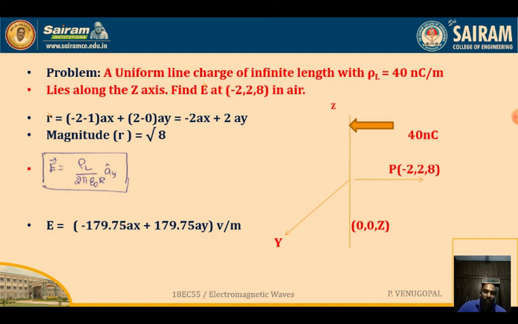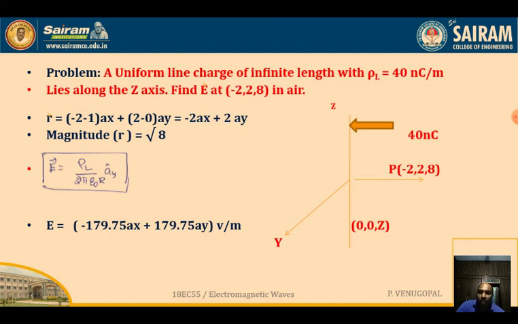We know that for a line charge distribution, the charge density is called the line charge density or linear charge density, measured in coulombs per meter. Here rho L is equal to 40 nanocoulombs per meter. You are required to find the electric field intensity at the point P (minus 2, 2, 8) due to the infinite line charge distribution. Let us write the constants given in the problem: the point P (minus 2, 2, 8) and rho L equal to 40 nanocoulombs per meter.